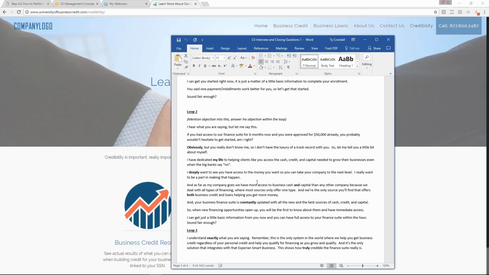At this point, they've seen it. They love it. Okay, we've gone through. They've already themselves said that they would choose a company that has business credit over one that doesn't. They've already said that it's worth a ton more money. They've given you all the ammunition to close the sale.